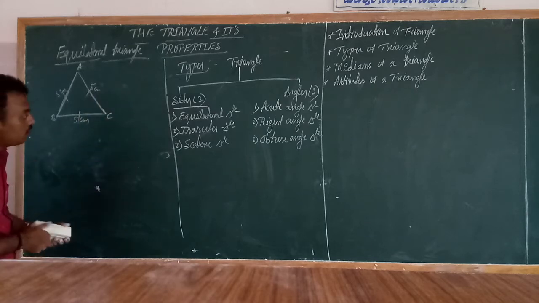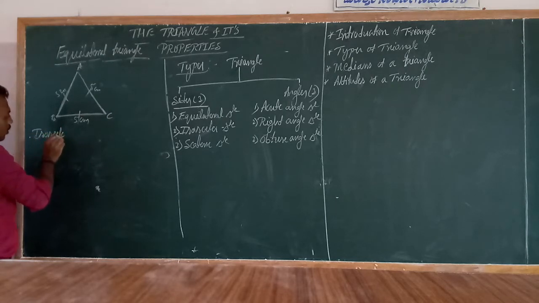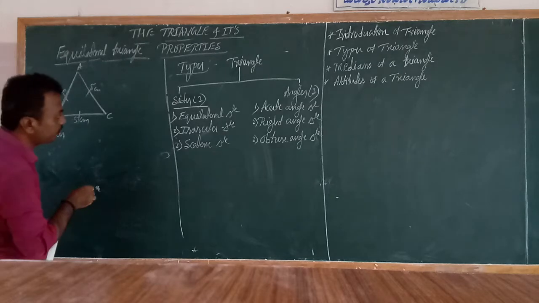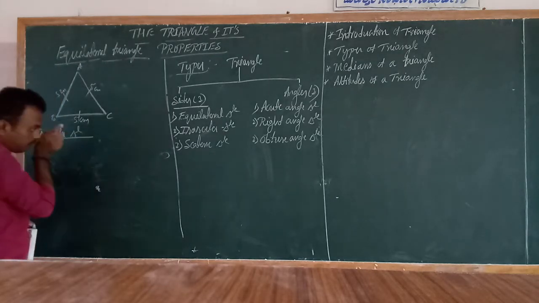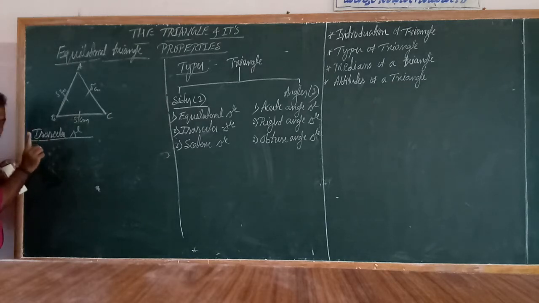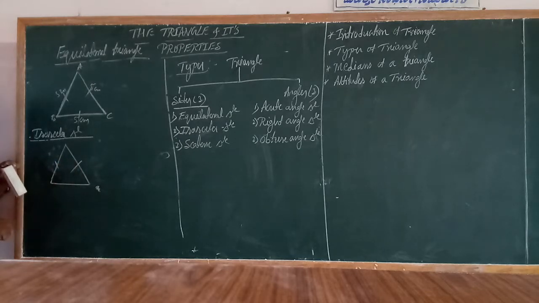Okay, next one, isosceles triangle. What do we mean by an isosceles triangle? Very simple, students. See, iso means two. An isosceles triangle means a triangle having two sides equal.